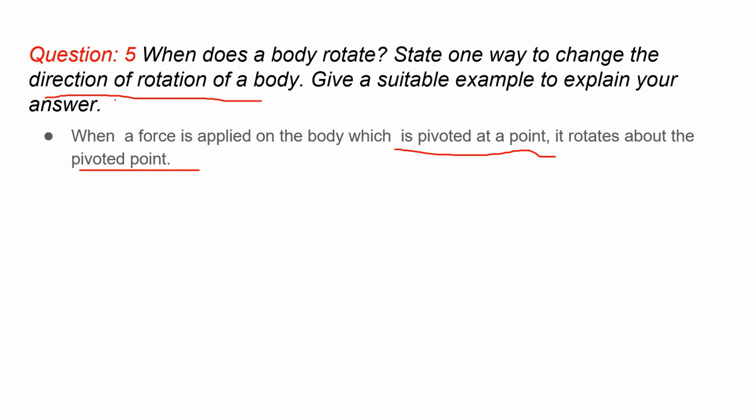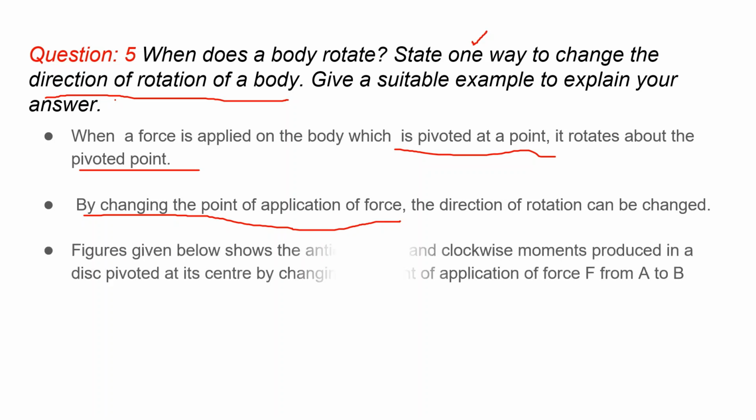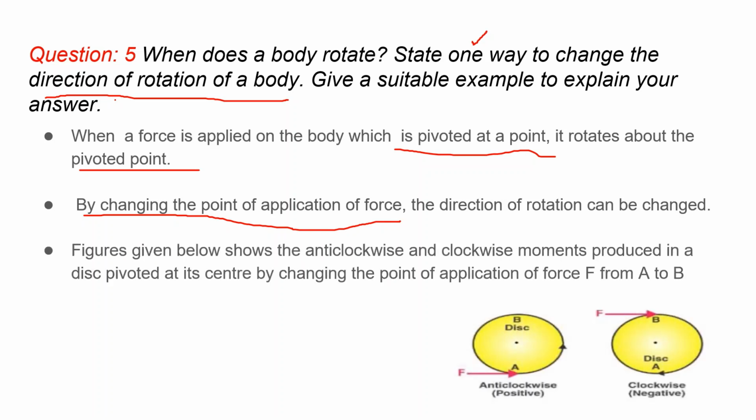State one way to change the direction of rotation of body. We have discussed earlier the two ways to change the direction of rotation of body. That is by changing the direction of force, and by changing the point of application of force. Here only one way is asked. So we can say by changing the point of application of force, we can change the direction of rotation of body. The example is already discussed in the previous slide. So go through it.